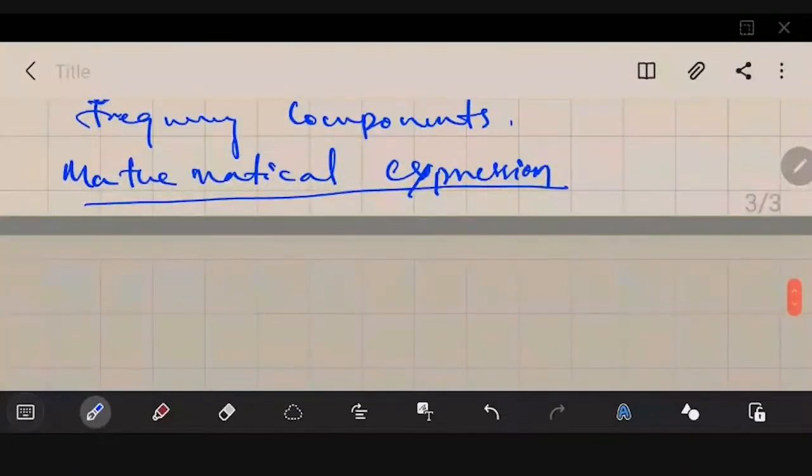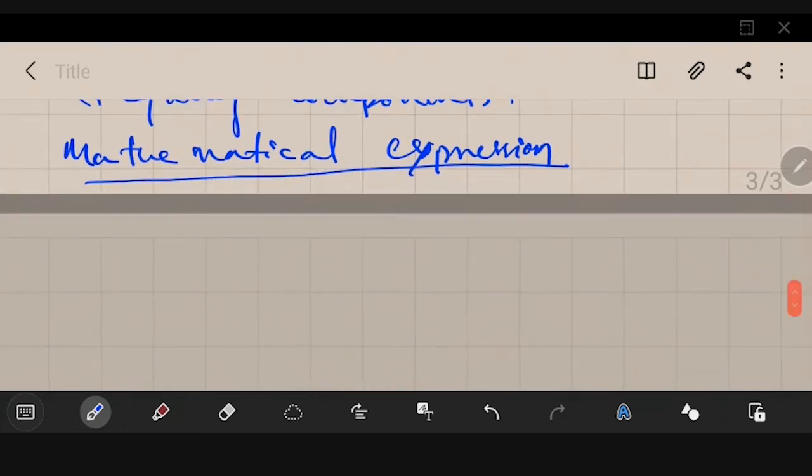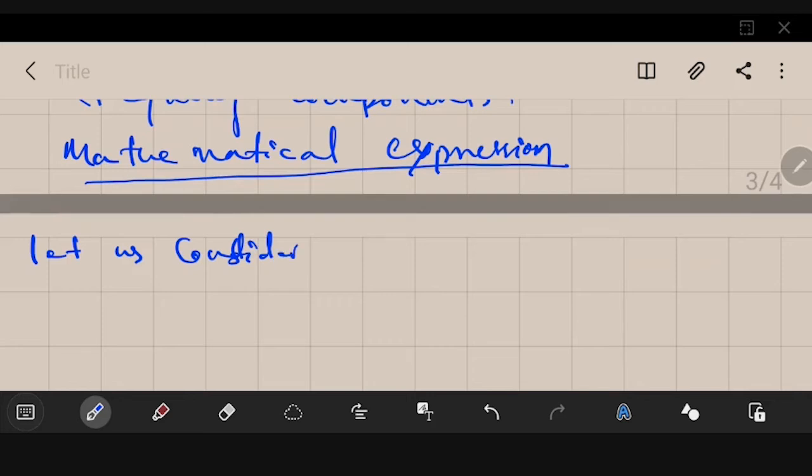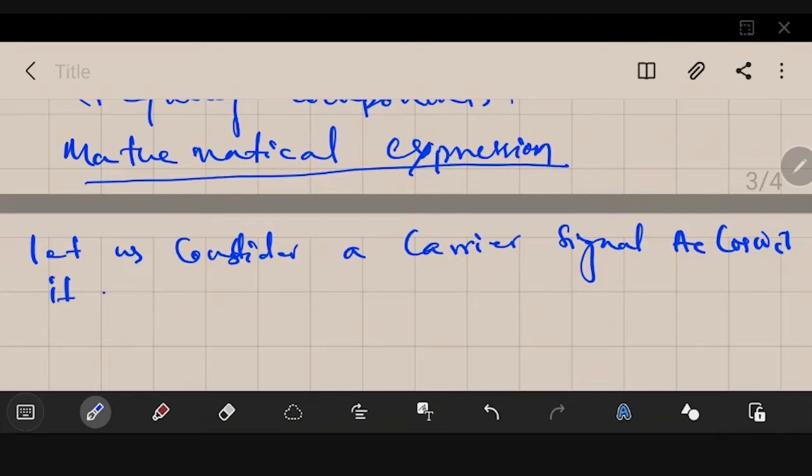Okay, so in order to find out the mathematical expression, let us consider a carrier signal A_c cos omega_c t, and then we'll consider the modulating signal, and then we will be multiplying them and getting the expression. So let us consider a carrier signal which is A_c cos omega_c t, and it is modulated by a multiple tone signal.